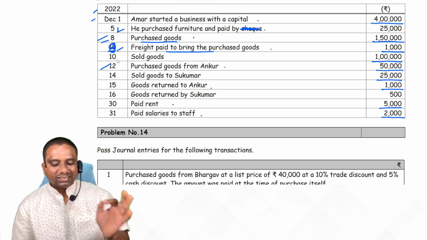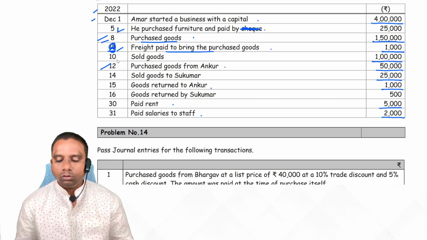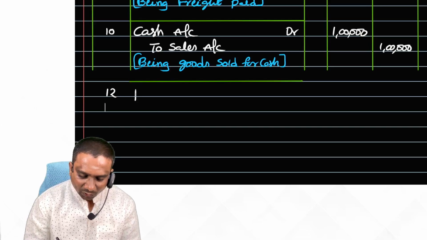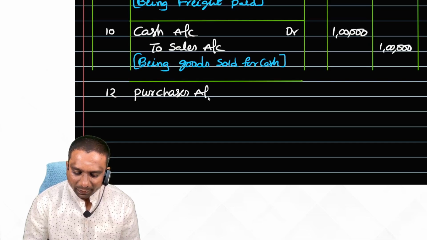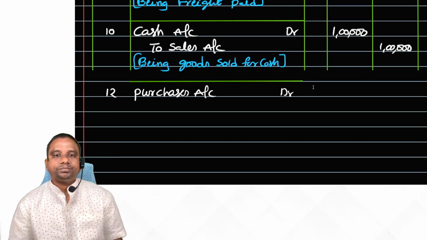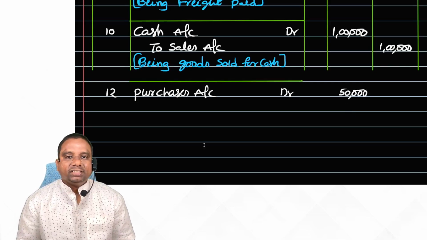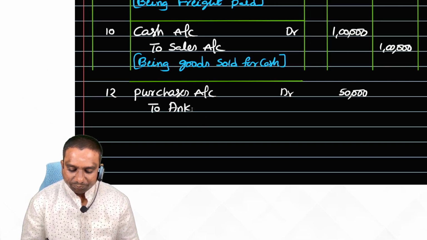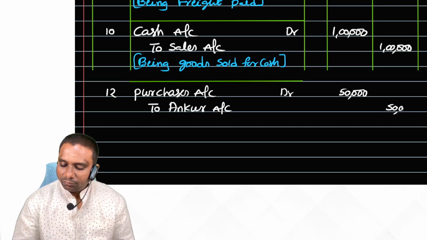12th date. Purchased goods from Ankur 50,000. What is the entry we record? Here we simply write 12th date, and purchases account debit 50,000, to Ankur account 50,000.